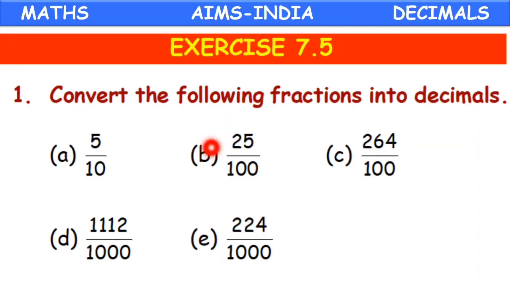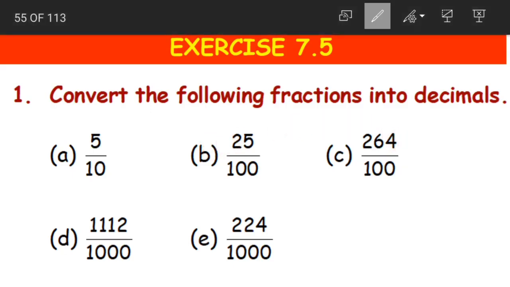Coming to exercise problems here. First, convert the following fractions into decimals. We are given few fractions here. The first one is 5 by 10. Again here the denominator is a 2-digit number, so we have to write the numerator also as a 2-digit number. 05 becomes the number, and in the denominator we have 10. So after 1 digit from the right, we place our decimal point.